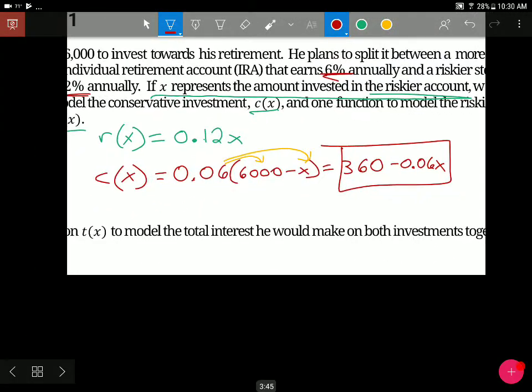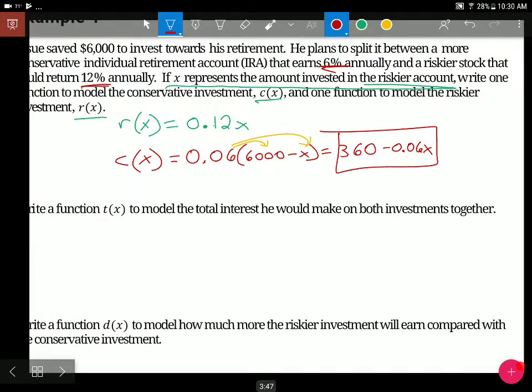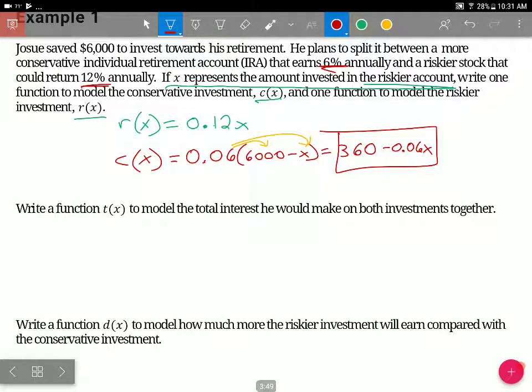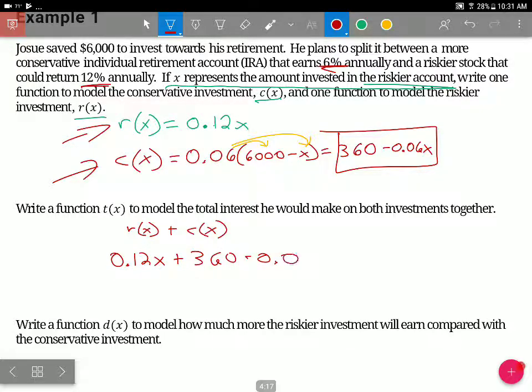All right, next question. This is when we start doing things with it. It says, write a function to model the total interest he would make on both accounts together. Well, if that's the risky and that's the conservative, what would you do to those two to find the total amount he makes? Add them together, exactly. So, R of x plus C of x. Well, R of x is 0.12x, and C of x is 360 minus 0.06x.